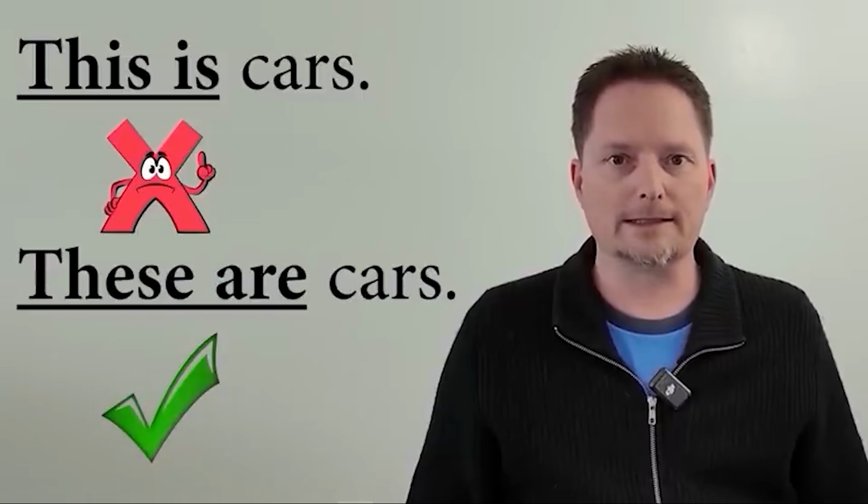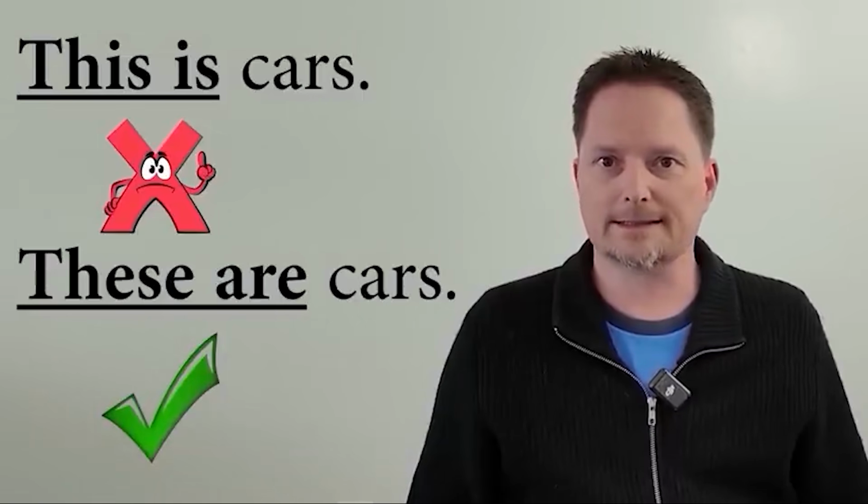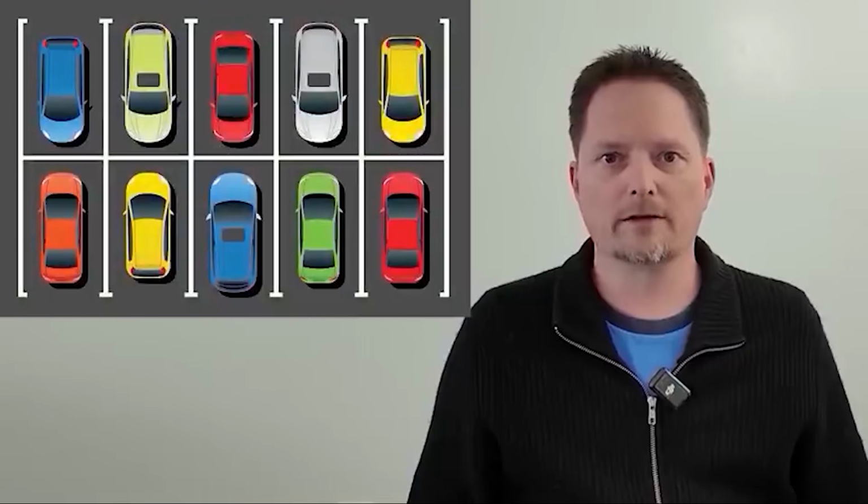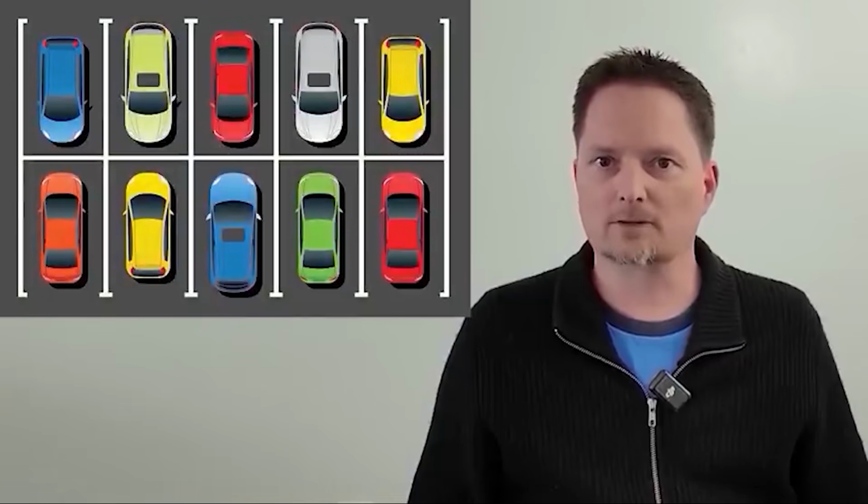Pronunciation. Make the long E sound like green beans. E, these, plus the Z sound like zebra. These. These are cars. Let's practice. Are these cars? That's right, these are cars.